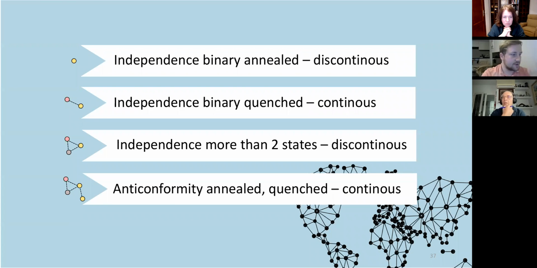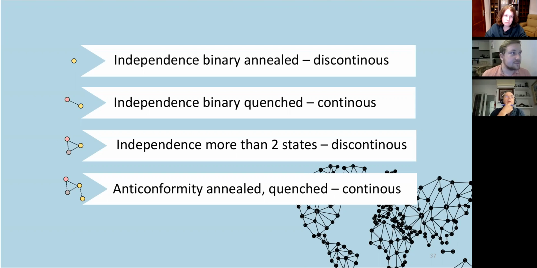So that was our previous results from many papers and many discussions, let's say. A really quick summary: independence in the binary case for the annealed model causes the discontinuous phase transition. Independence in the binary quenched case destroys the discontinuous phase transition. But if we apply it to a model with independence and more than 2 states, at least one more, so for example a model with 3 states, in both cases, quenched and annealed, we observe the discontinuous phase transition.